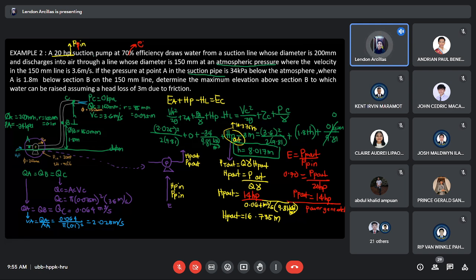So the efficiency of this pump is 0.70, equal to the power generated by the pump over the power supplied to the pump. The supplied power is the 20 horsepower. So with an efficiency of 0.70, the power that comes out is only 14 horsepower. So we now have a power generated of 14 horsepower. We can get the energy generated using the formula, this one. We have Q, which is equal, and then the specific weight of water, 9.81. So the energy out is 16.735. This is what we will substitute into HP out, so that we can get H. Only one variable is left, so we can find it. That is H equal to 8.017 meters.